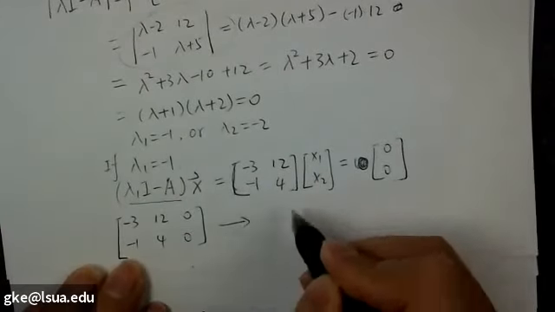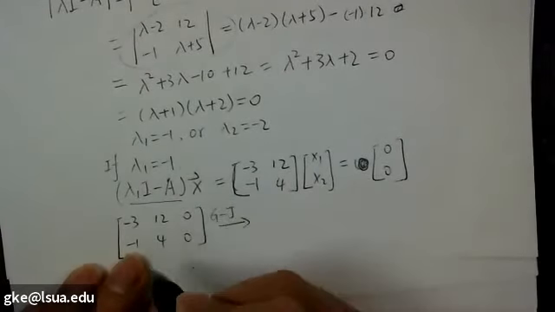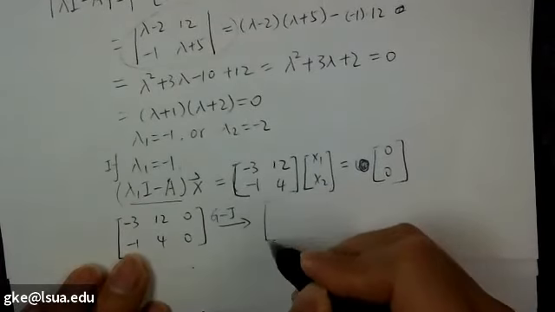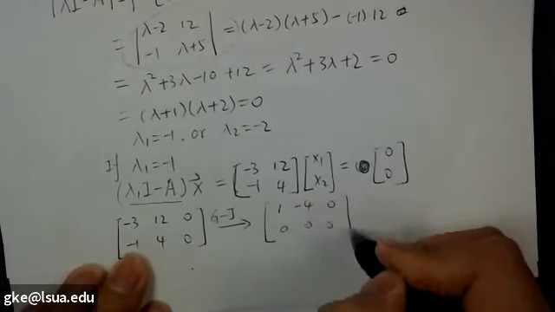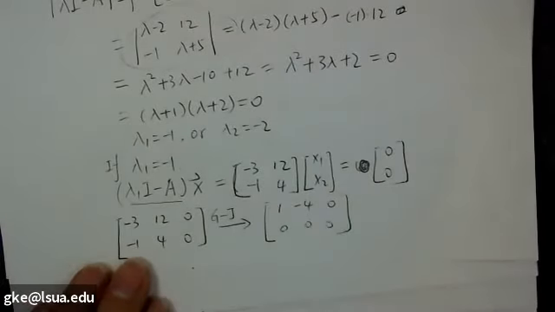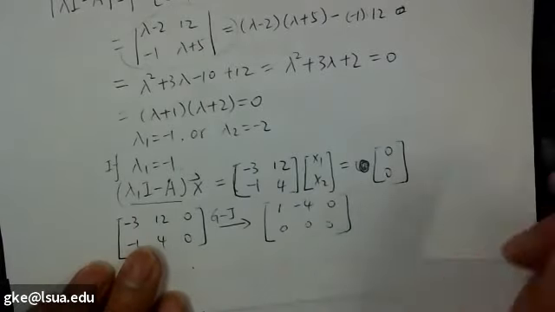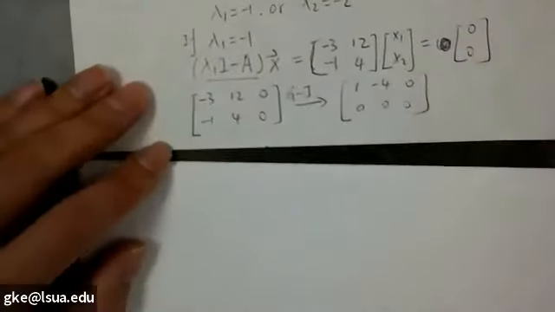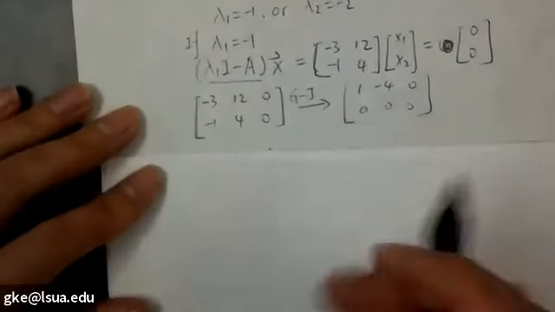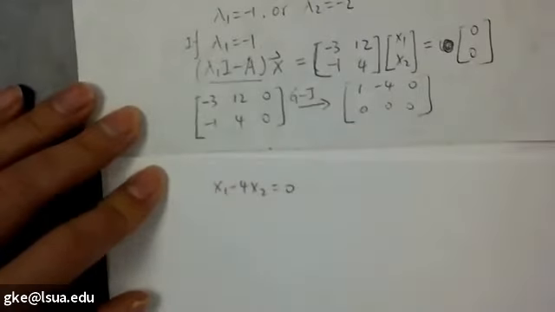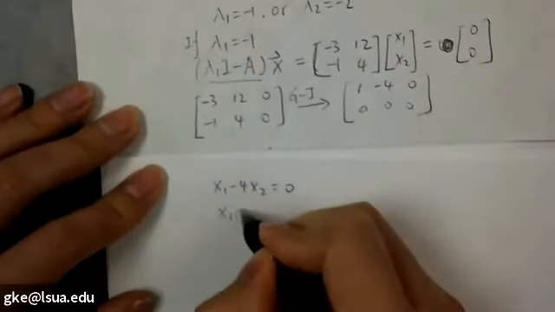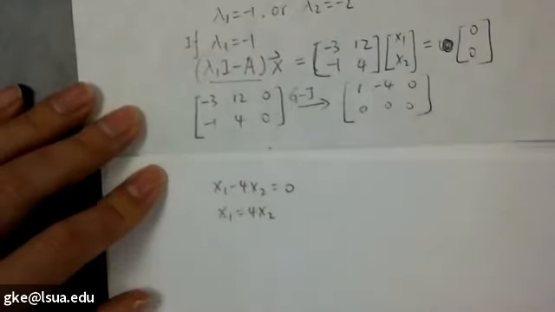Okay, and then we can do Gauss-Jordan elimination. And then we're gonna get what? Okay, and then what are we gonna get? We're gonna get x1 minus 4x2 equals 0, right? So we can get x1 equals 4x2, right?